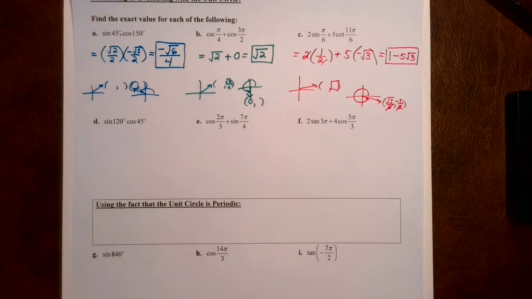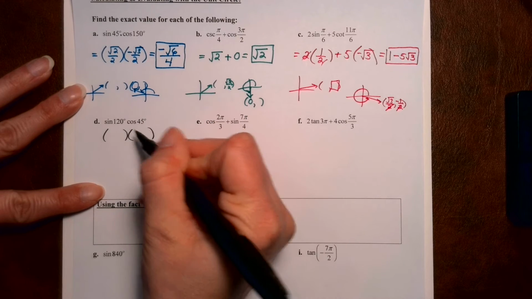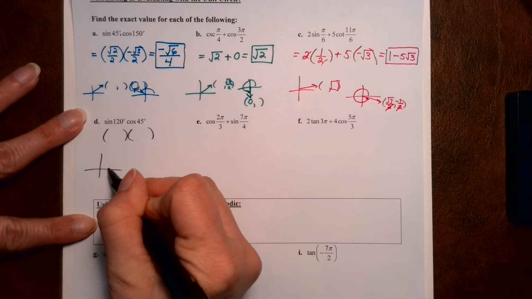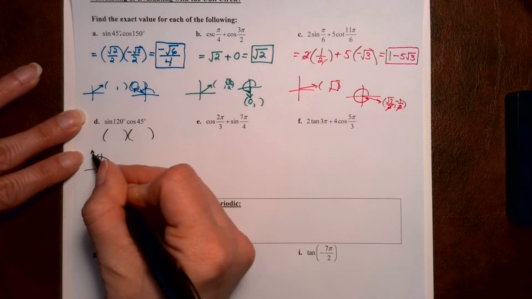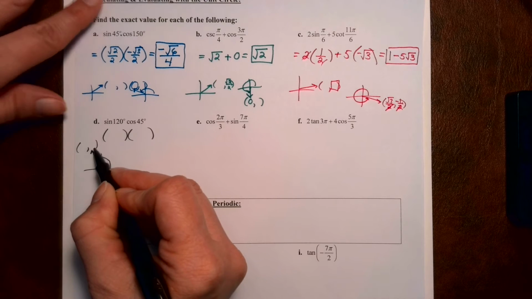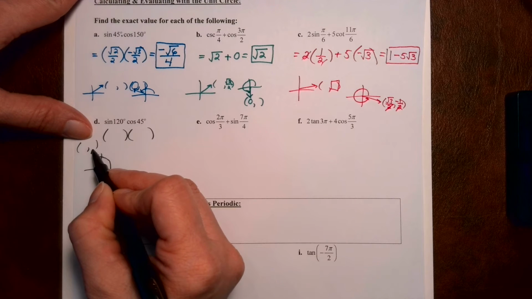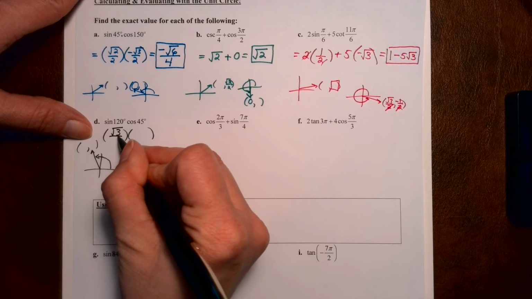Okay, letter D. Let's go ahead and calculate two values, and this is a multiply problem. 120 degrees. 90, 120, that one's going to be up here. That's in the pi over 3 family. And the sine value right there is radical 3 over 2.